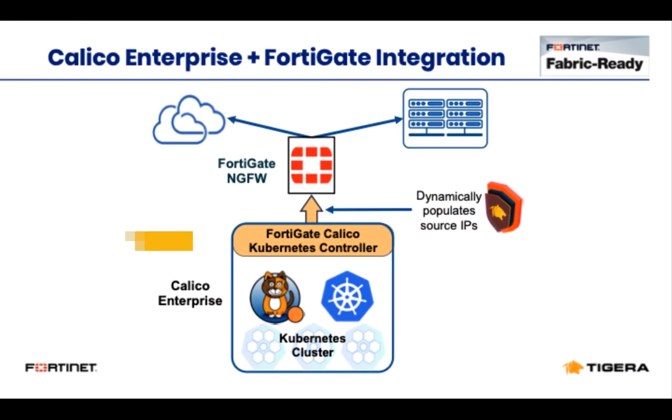Using the FortiGate Calico Kubernetes controller eliminates error-prone, time-consuming manual updates to your FortiGate firewall rules and reduces time spent on testing and debugging firewall changes by enabling automatic pinpoint egress access control from Kubernetes.